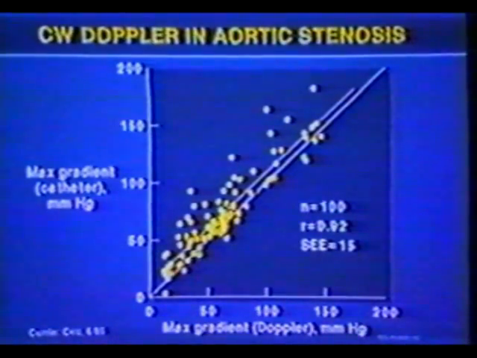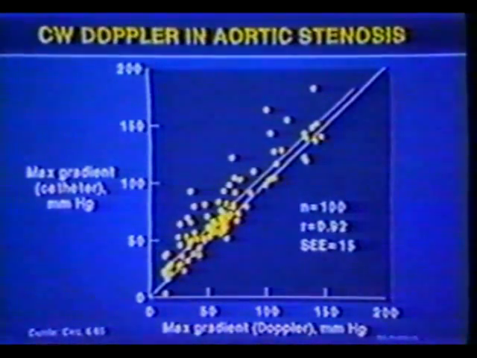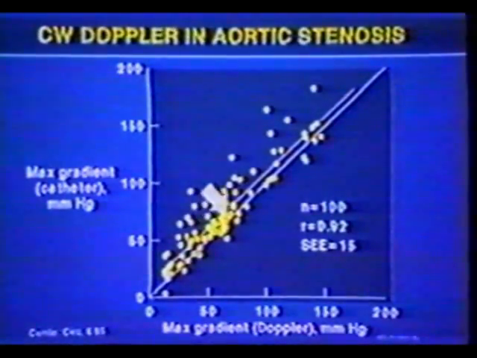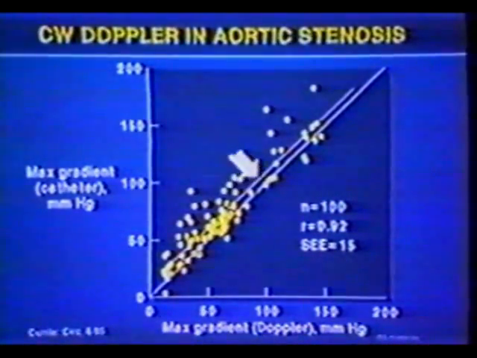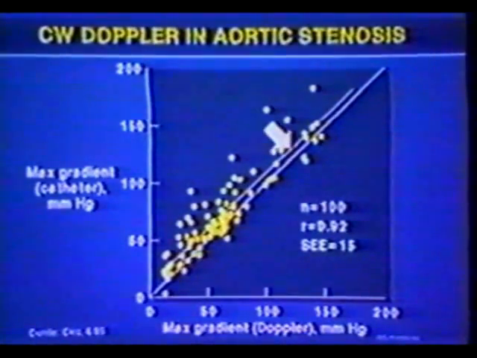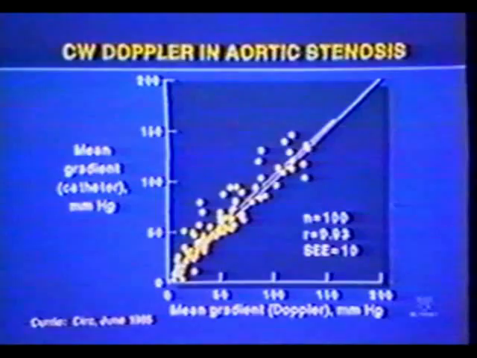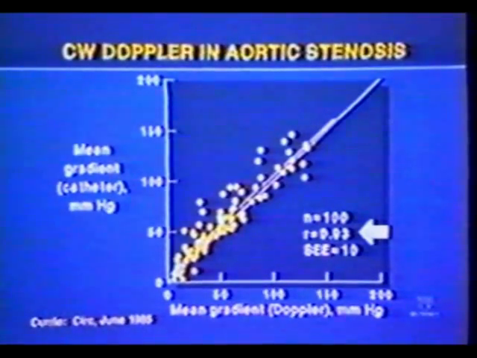For the entire group of 100 patients, there was an excellent correlation between the maximum instantaneous gradient obtained from the invasive study and the maximum instantaneous gradient derived from the non-invasive Doppler velocity information. There was also an excellent correlation when the mean gradients measured in the cath lab were compared to the mean gradients derived from the Doppler velocity spectra.